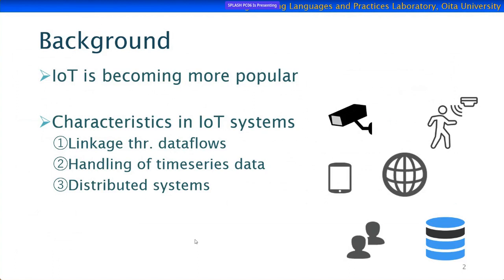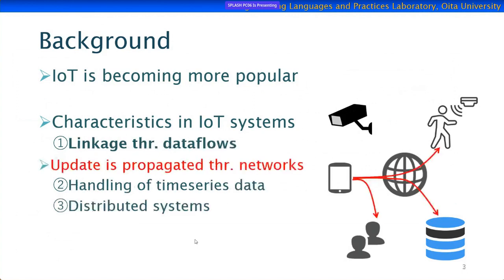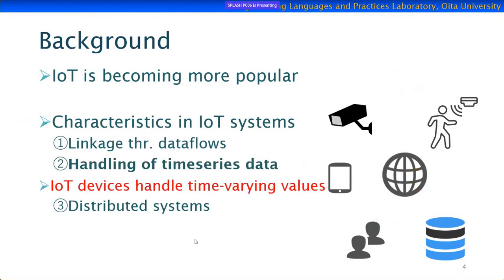There are three characteristics in IoT systems. The first one is linkage of data flows. An update or value is propagated through the IoT networks. The second one is handling of time series data. Time series data is often used in IoT systems because IoT devices such as sensors and thermometers always handle time varying values.